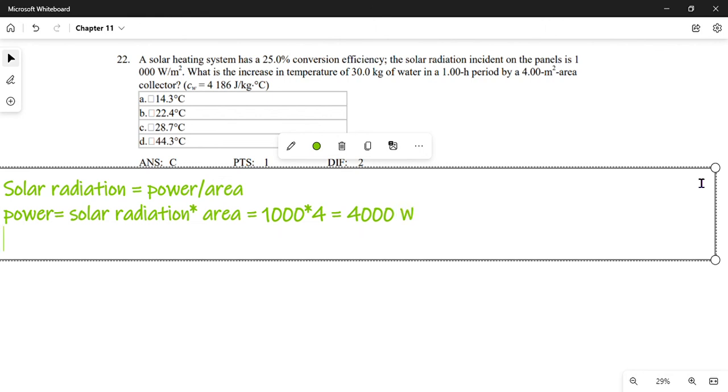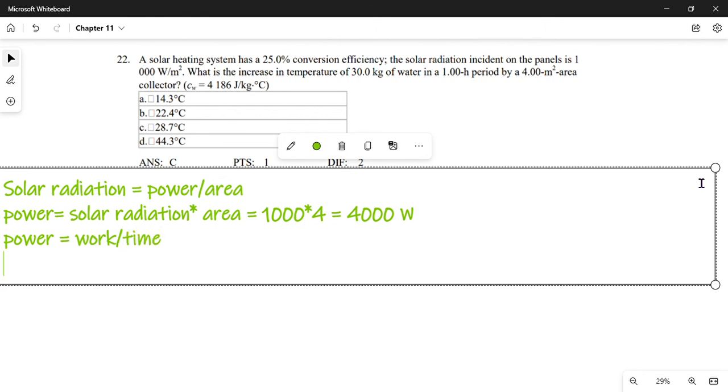And we all know power equals work over time. So simply work equals power times time. We just calculated the power, which is 4,000, times the time, which is 1 hour. 1 hour equals 60 minutes times 60 seconds. So this is the work, which is this number, joule.